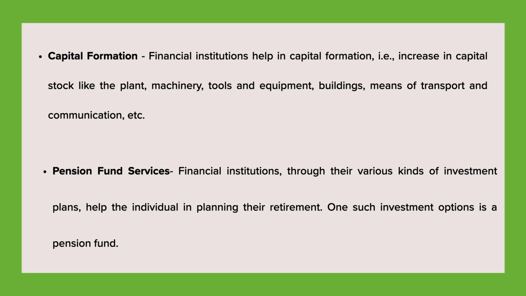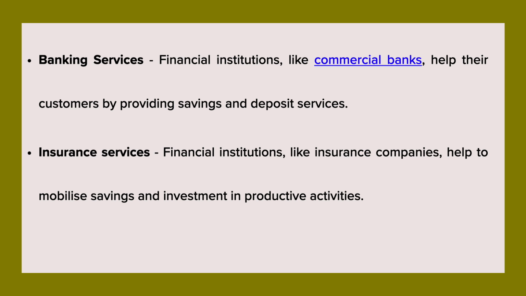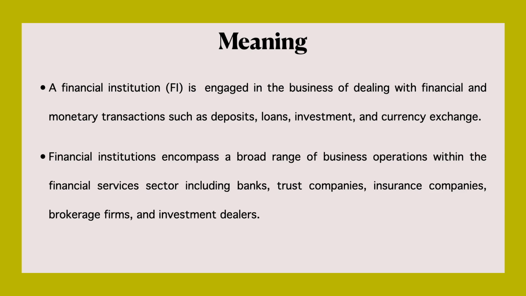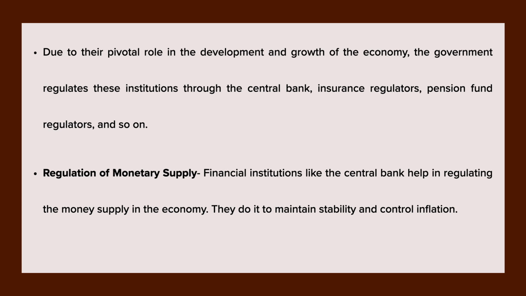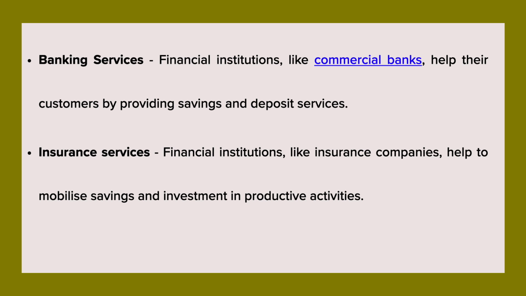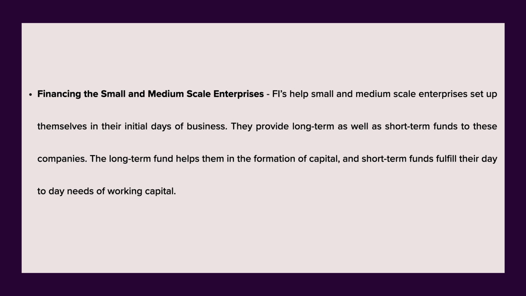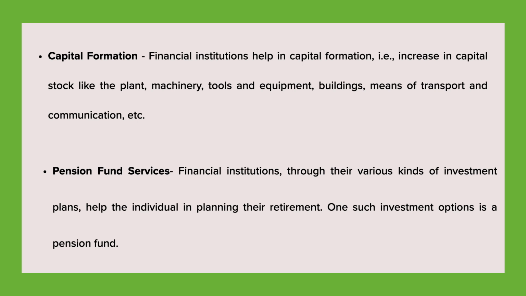Now, this entire arrangement is done by financial institutions. So, we have looked at various categories of financial institution today, how the money supply is being controlled, in what ways, under what circumstances, either through central banks, through commercial banks, in insurance services, capital formation, small and medium scale industries, and pension fund services. Got it? So we have covered the meaning of financial institution. What are the features of financial institutions? Regulation of monetary supply, banking services, insurance services, financing the small and medium scale enterprises, capital formation and pension fund services. So next class we will be looking at the classification of financial institutions.